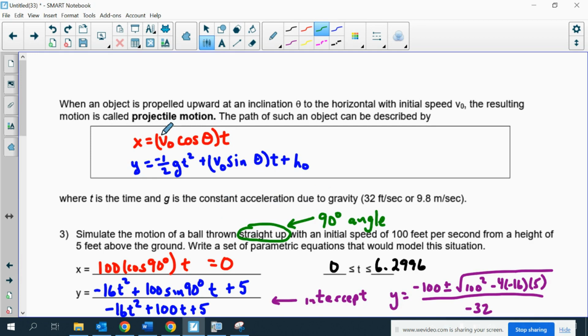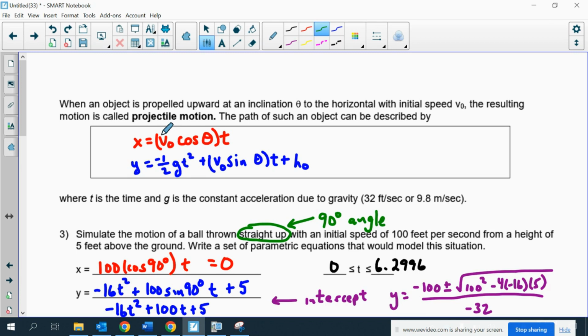So the x equation is essentially dictating how far the object is going to travel before hitting the ground, and that goes at a constant speed, assuming that the wind stays the same. And then the y component is going to have gravity pulling down on it, so that has a parabolic motion to it. So it's negative 1/2 gt squared plus v0 sine theta t plus h0, where h0 represents the initial height.